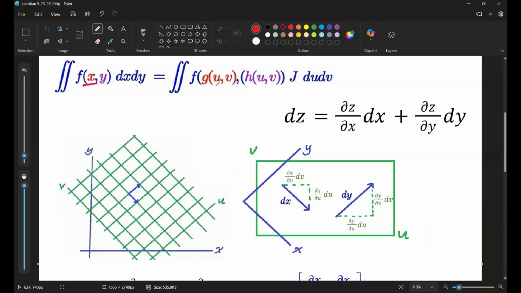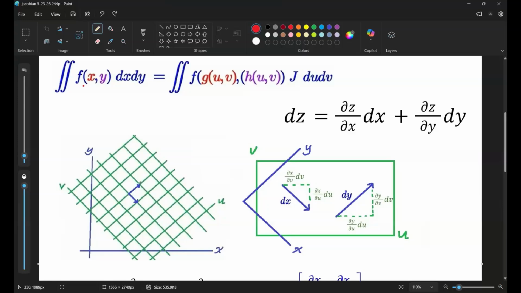X would be dependent on UV. Y would be a function of UV as well. And then you'd have your du dv and the Jacobian that makes it possible to get to here from here. This grid wouldn't have to be, these wouldn't have to be right angles, of course. It could be like this, as long as there's only two directions.